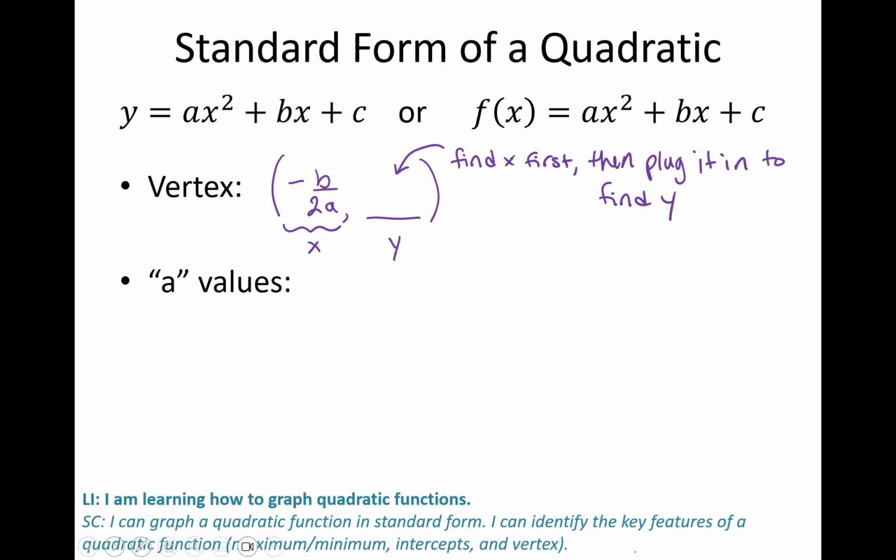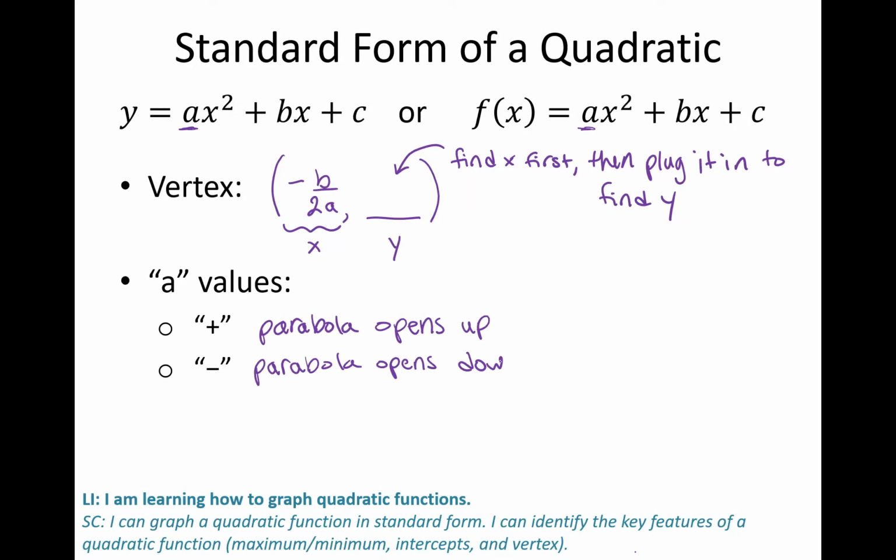All right. The next thing we have are the a values. So that a, which is the number in front of the x squared, tells us a couple of things. If it's positive, then the parabola opens up. Remember, parabola is the word for that U-shaped graph, what the graph looks like. So again, if it's positive, the parabola opens up. And then if it's negative, that parabola is going to open down.